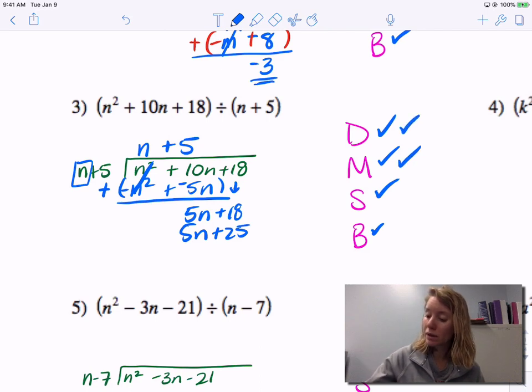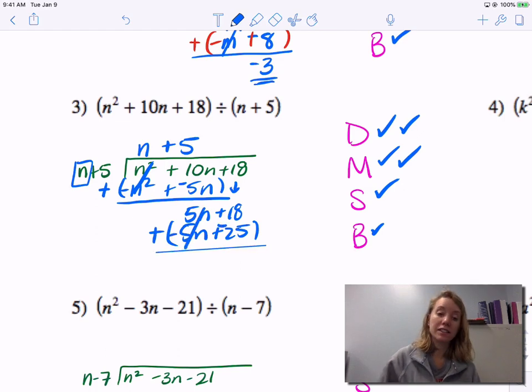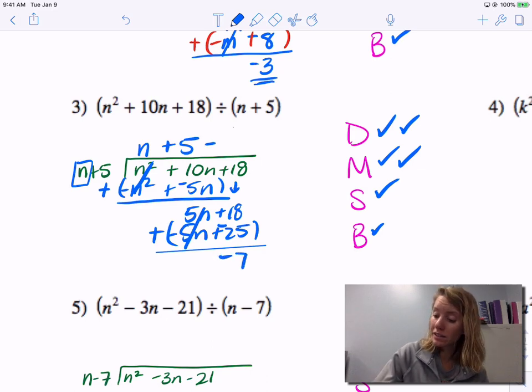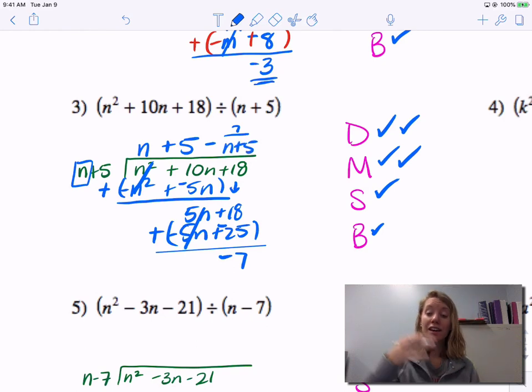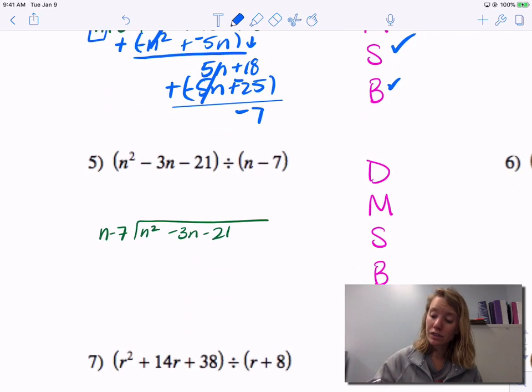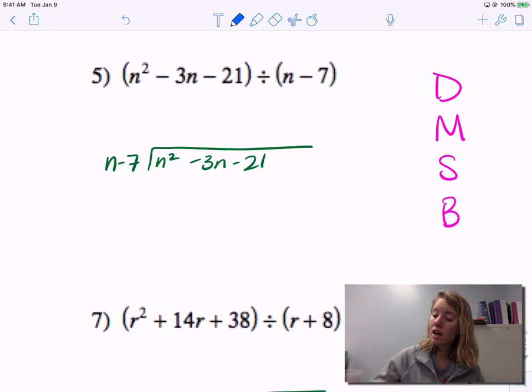So I've divided, I've multiplied. When I subtract, make sure that we change all the signs. Okay, so the 5n's cancel, and I get negative 7. So now I have minus 7 over n plus 5. Notice I did it differently this time. You could have done plus negative 7 over n plus 5. It doesn't matter which one. Okay, and I'm actually going to leave it here. So this is my final answer, n plus 5 minus 7 over n plus 5. Okay, just going to keep going so you see a few of these.